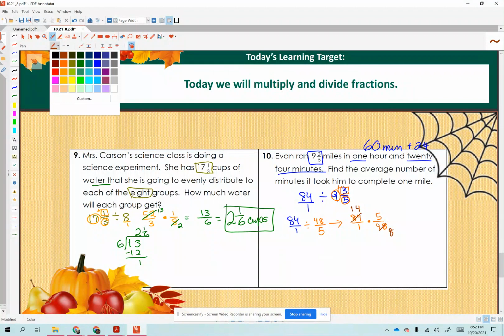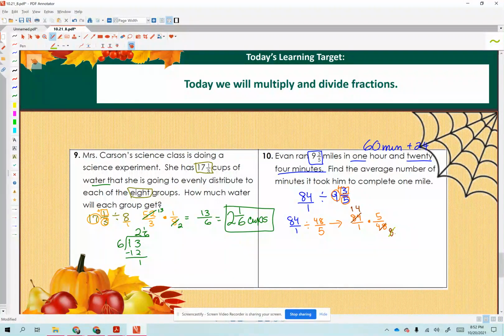Let me change the color. We can divide 8 by 2 and get 4, and 14 by 2 and get 7. So now let's rewrite that so we can follow along. 7 over 1 times 5 over 4. So 7 times 5 is 35. 4 times 1 is 4. And let's divide 35 by 4 to convert that back to a mixed number. And I know that 4 times 8 is 32, which would give me 3/4 left over.